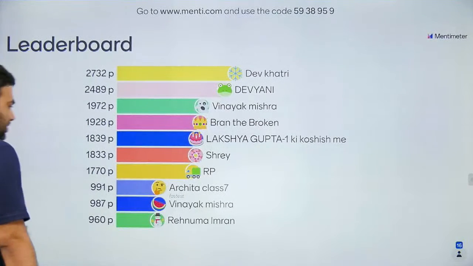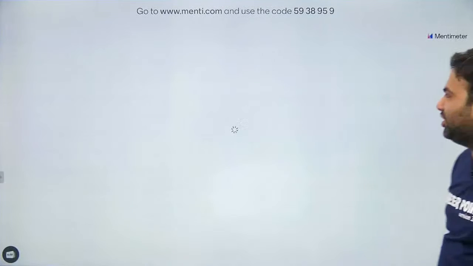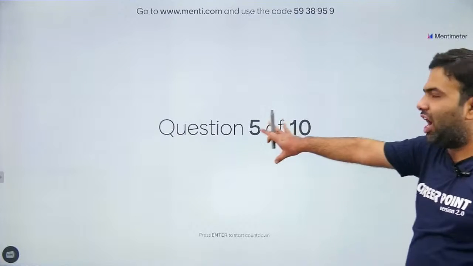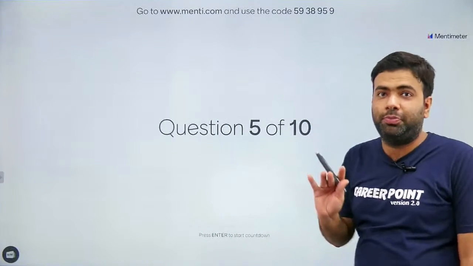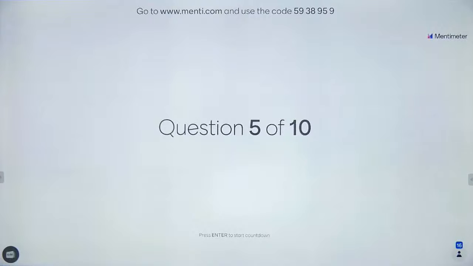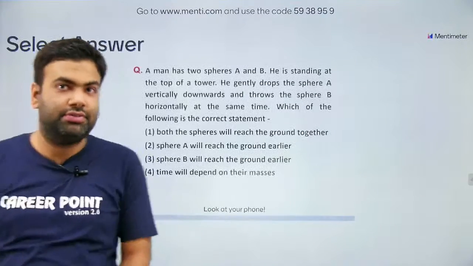Now let's go to the next question. I am switching to the next question. 5th question out of 10. Be ready for the question. The one who answers first will get more points, but the answer should be correct. So answer fast to get more points.